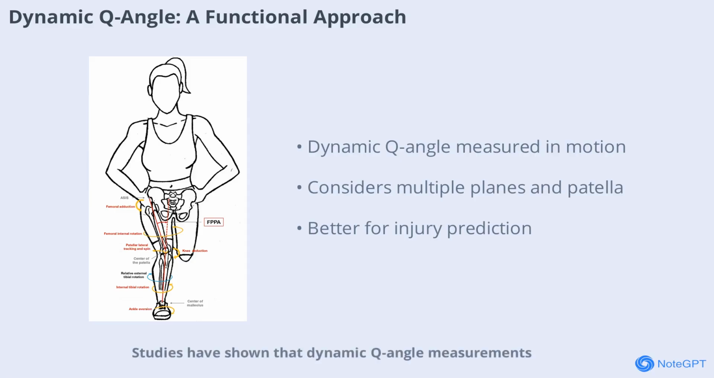Studies have shown that dynamic Q angle measurements, especially those assessing dynamic knee valgus (DKV), have higher reliability and better ability to differentiate between people with and without patellofemoral pain. However, measuring the dynamic Q angle can be challenging, often requiring advanced motion analysis systems. Despite these challenges, dynamic assessments are gaining popularity for their clinical relevance and potential to guide injury prevention and rehabilitation.